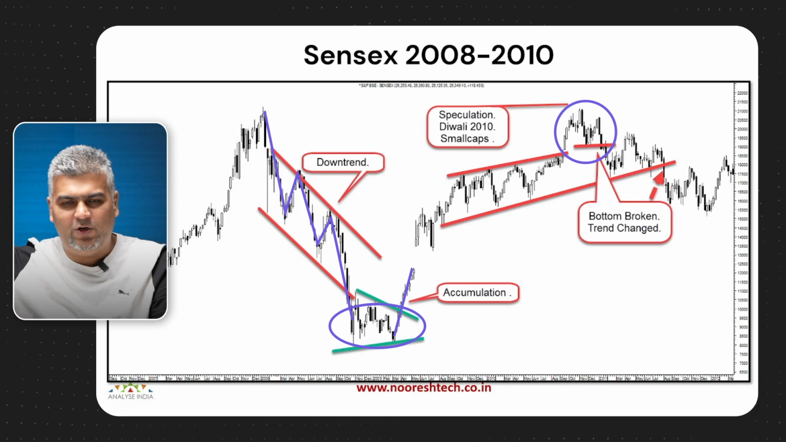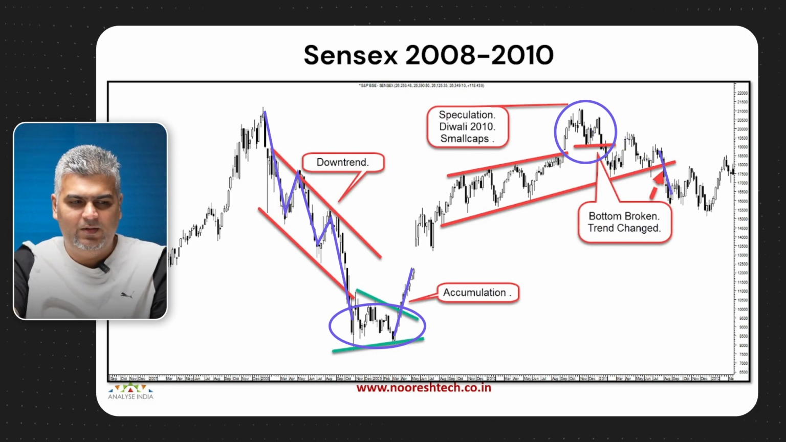Then you start making lower tops and lower bottoms again in 2010. And by the time you've made that second or third bottom, you realize the trend is over. So the point is, you don't need to be exactly right. Like in 2008, you can't be selling at 21,000, but if you sold at 18,000 or at 16,000 or at 15,000, you would still save yourself from that further fall towards 8,000, right? In the same way, in 2010, you need not be selling at 21,000. You could have sold at 19,000. You could have sold at 18,000 and saved yourself from that next fall towards 15,000 odd levels.